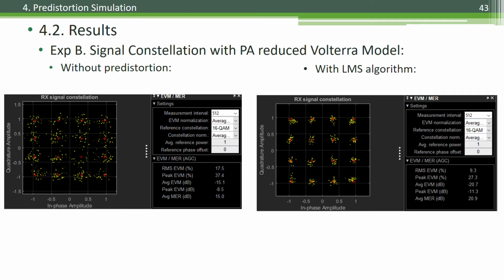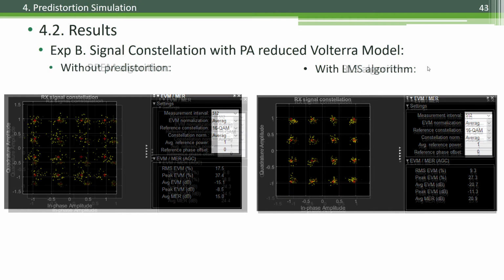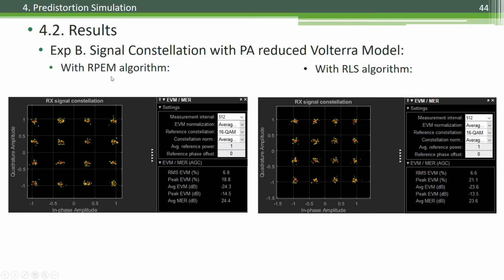And with the signal constellation without predistortion, the EVM is 17.5%, and with the least mean square algorithm, the EVM is 9.3%. This algorithm improved EVM by 8%, and with the recursive prediction error, the EVM is 6.8%, and with the recursive least square it is 6.6%, and the two algorithms improve EVM by about 11%.